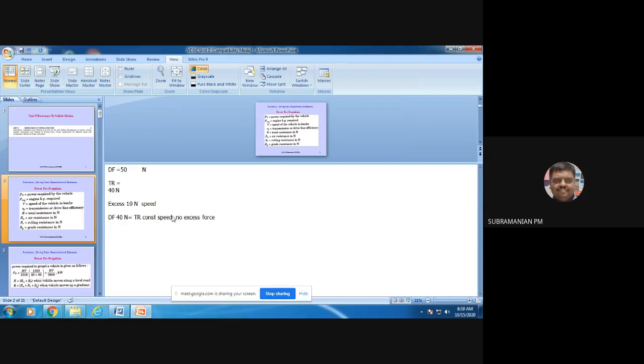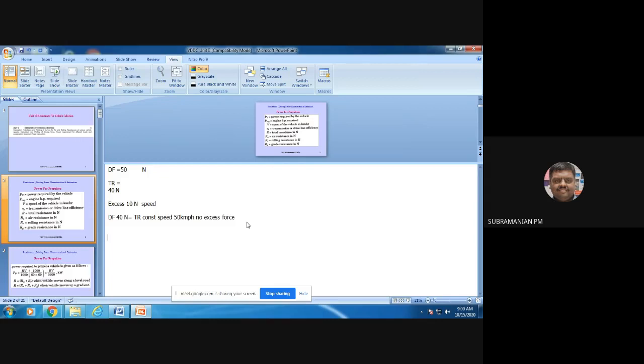Say I will be driving the vehicle at 50 km per hour. So at 50 km per hour, I will be moving at constant speed. I can't increase my speed; I will go at the same speed. I can't have excess power, no surplus power.